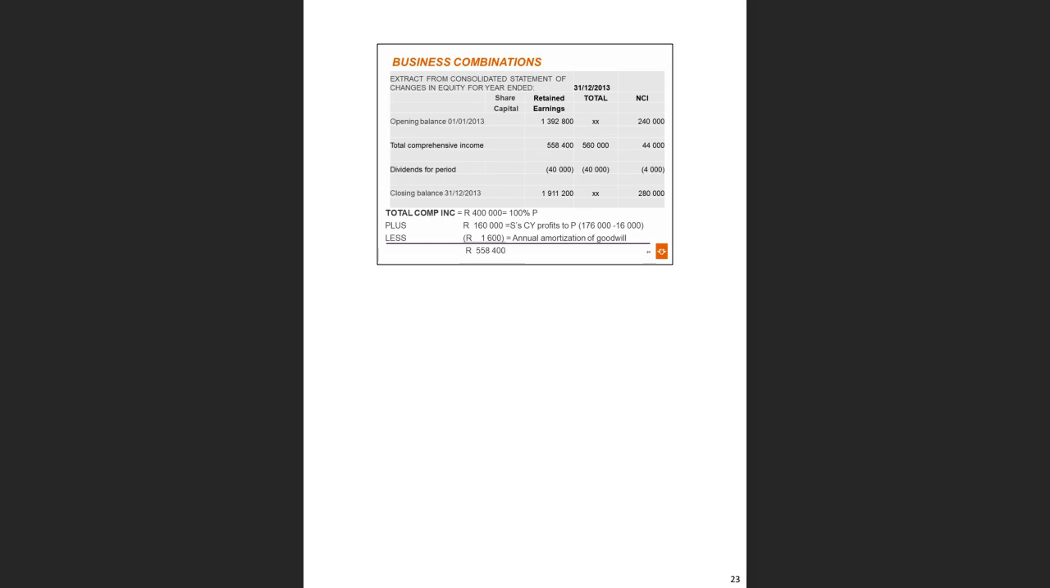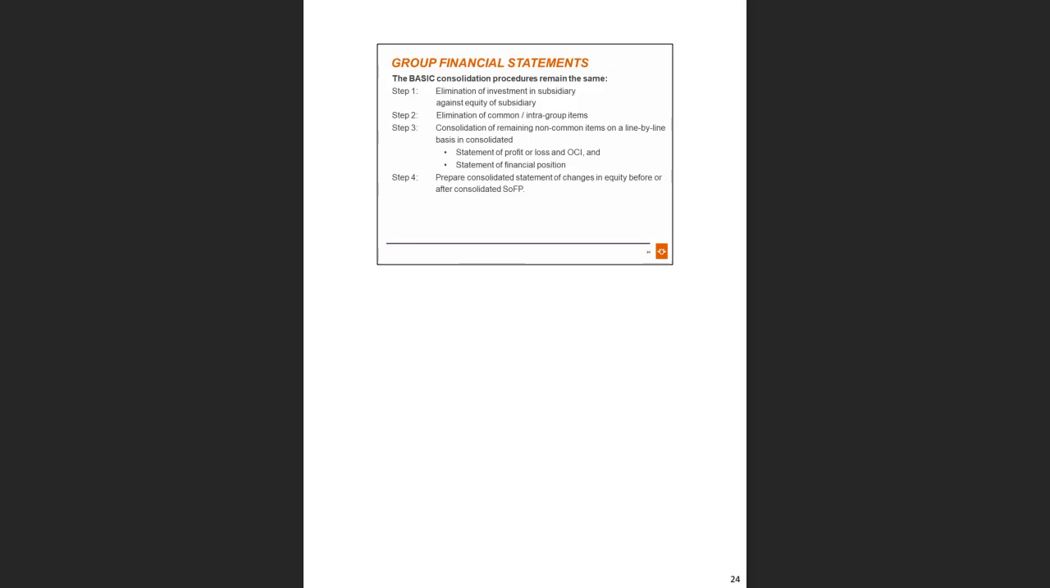So someone is saying, why is the total 560,000? Some items are left out here. So for this example, we're just looking at the retained earnings column, okay? This column here is a total, but it's not 100% correct because look, we don't have any items in share capital there, okay? So let's move on to the next slide.